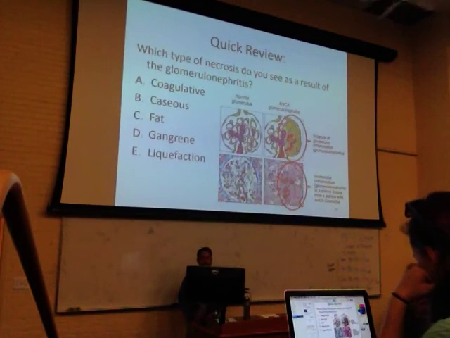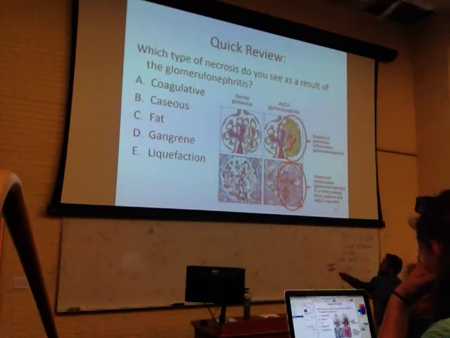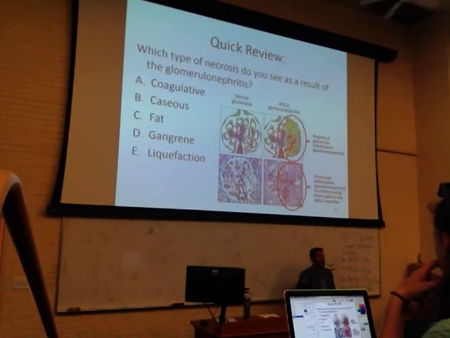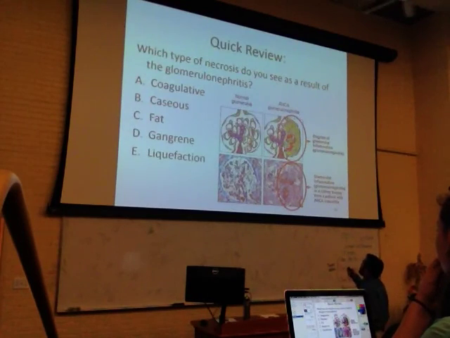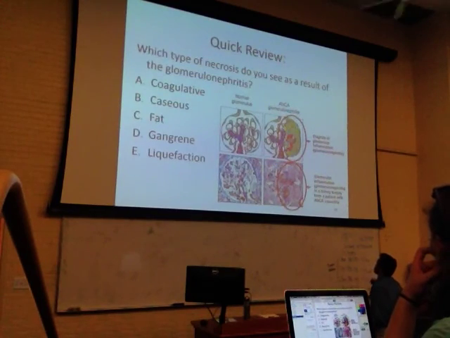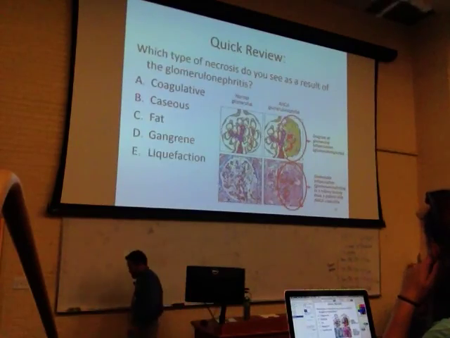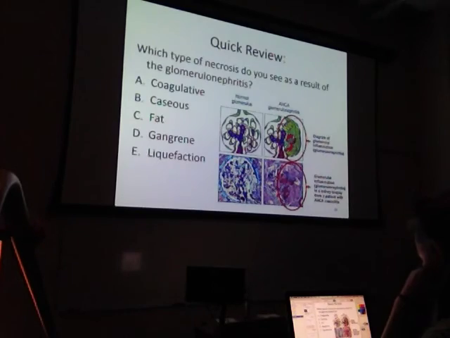Which type of necrosis do you receive as a result of the glomerulonephritis? So I'm giving you some examples here. This is a normal glomerulus, right? And for those of you that don't remember 202, where would the glomerulus be found? In the kidney. Thank you very much. So this is a normal glomerulus. This is acute nephrotic something, right? This is glomerulonephritis. This is the diagram. Here is the corresponding histology.